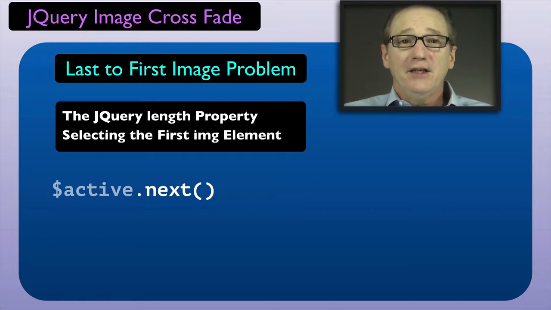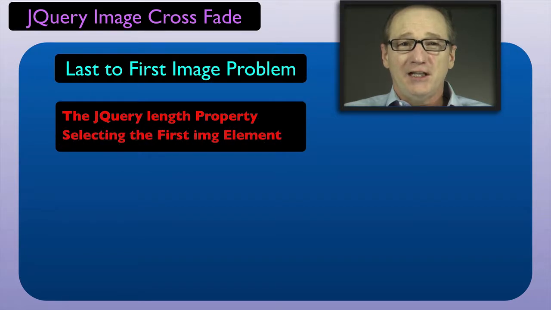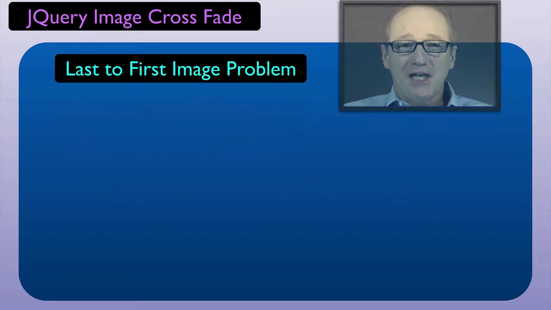To help fix that, we're going to look at the jQuery object length property. We will use it to signal when we need to select the first IMG element. And to do that, we will use the jQuery selection filter called first. Finally, we will use the jQuery show method on the faded out IMG element.